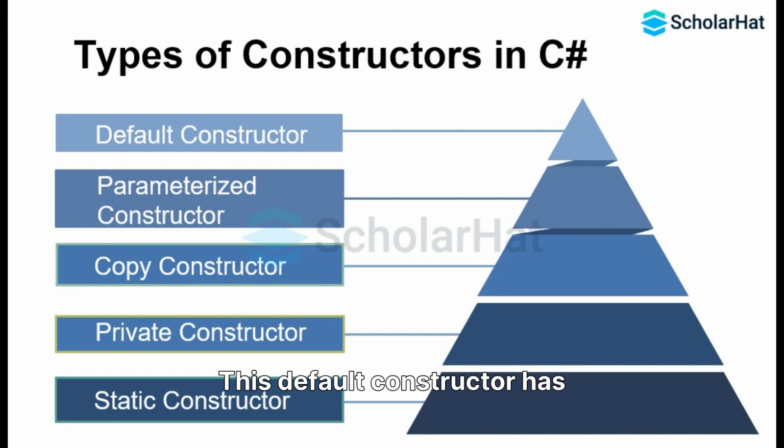This default constructor has no parameters. It initializes fields to their default values, 0 for numbers, false for booleans, and null for reference types. This provides a baseline state for all newly created objects, ensuring they are not left with arbitrary memory values upon creation.